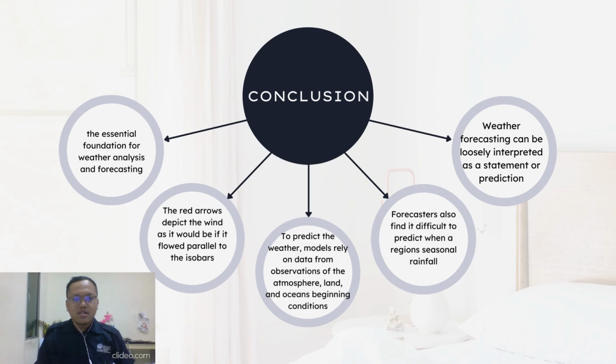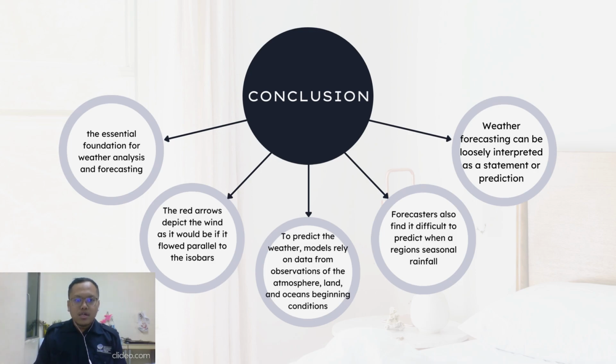So for the conclusion, the essential foundation for weather analysis and forecasting is provided by weather charts. They are based on information gathered by weather stations on the ground as well as information gathered by satellites and probes at great height. Next one, the red arrow depicts the wind as it would be if it followed parallel to the isobar, whereas the blue arrow depicts the wind as it is most likely to be. The blue arrow is longer than the brown arrow when the flow bends heavily around the high, indicating that the wind is stronger than the isobar spacing indicates.